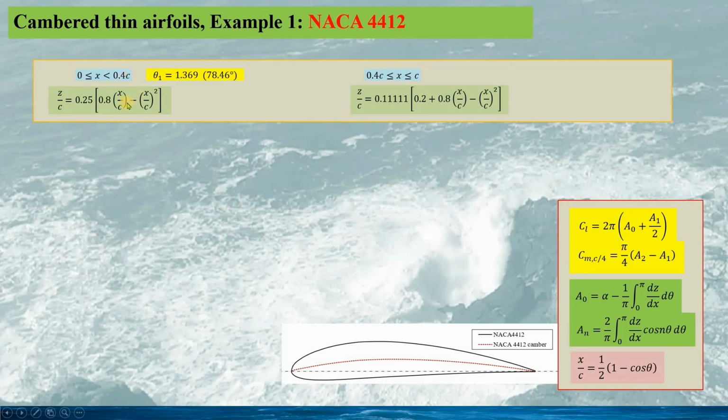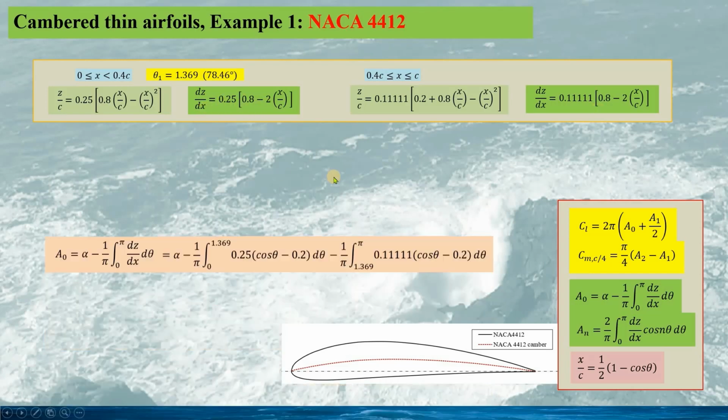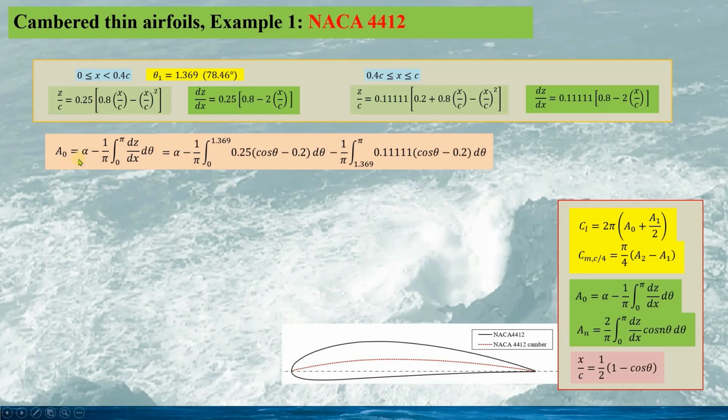So for the camber line of the NACA 4412, we have the expression as this. And we can calculate the gradient dz/dx given by this and this. As such, we can calculate A0 given by this, and we can calculate the integration using integration by parts given by this and this. So basically, this integration can be done step by step by hand, and we can also program it to get these integrals using a computer.